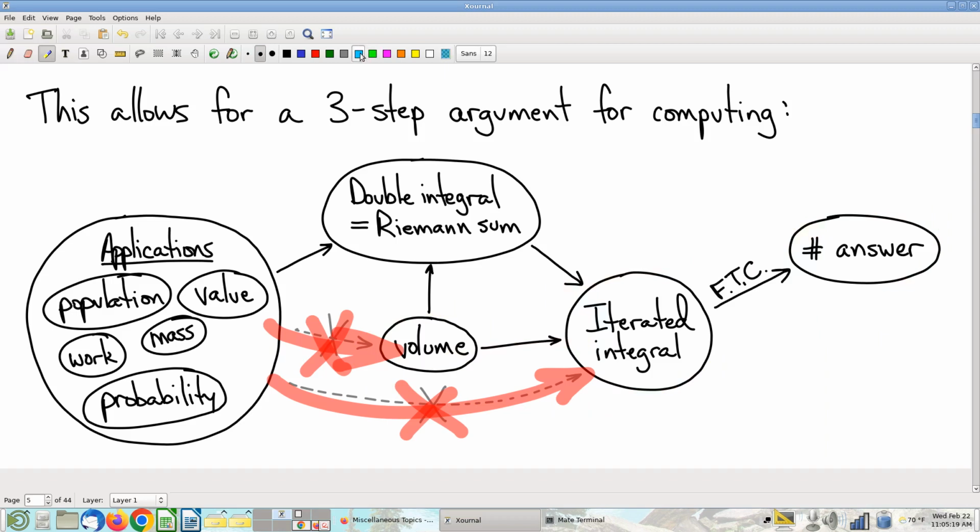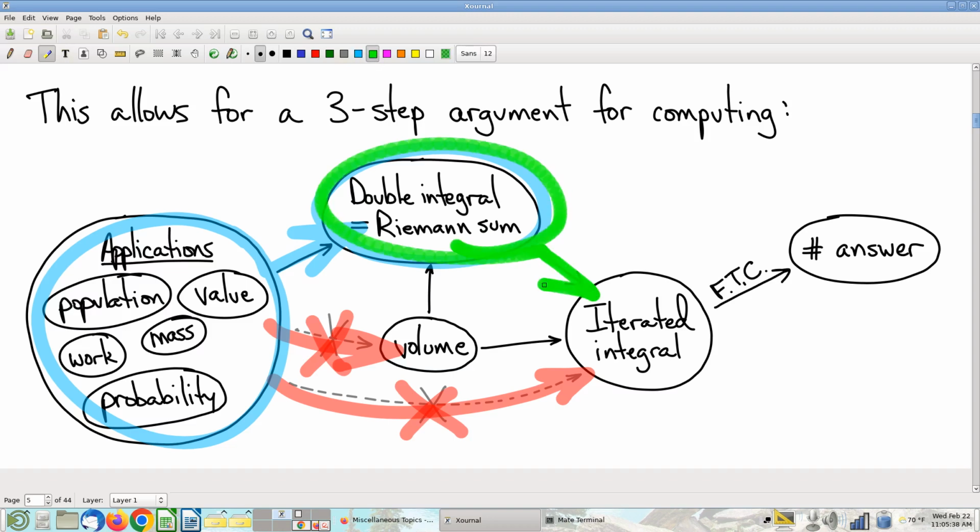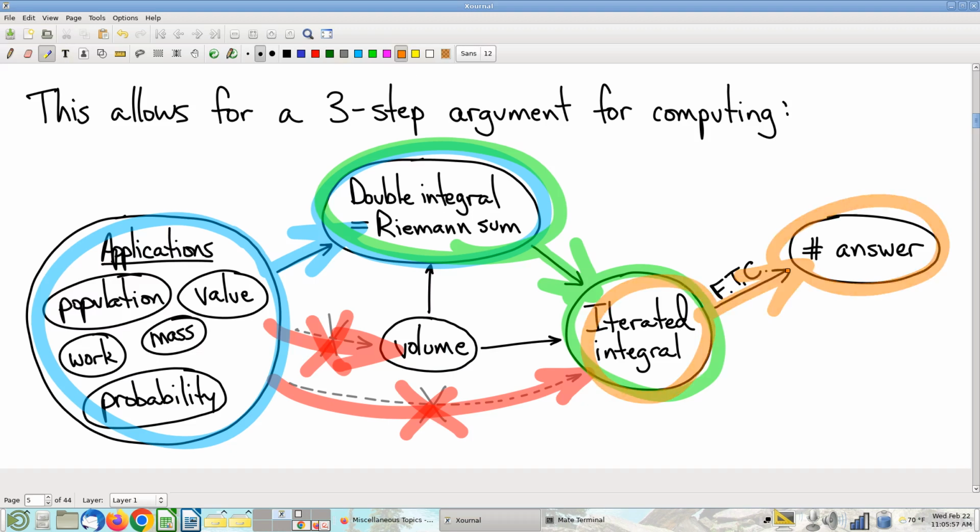If you want to find an answer to an application, step 1, write it as a double integral. I want to hear about volume. Volume doesn't make sense, right? You cannot just write down an iterated integral instantly. That doesn't make sense either. But you can write it as a double integral. You can then subsequently declare that your double integral is computed with an iterated integral. We've established that. That is a nice little point. Thank you, volume. Volume was the thing that allowed us to make that connection, but we don't really need it anymore. And then thirdly, the iterated integral, just like before, you crank with the fundamental theorem.